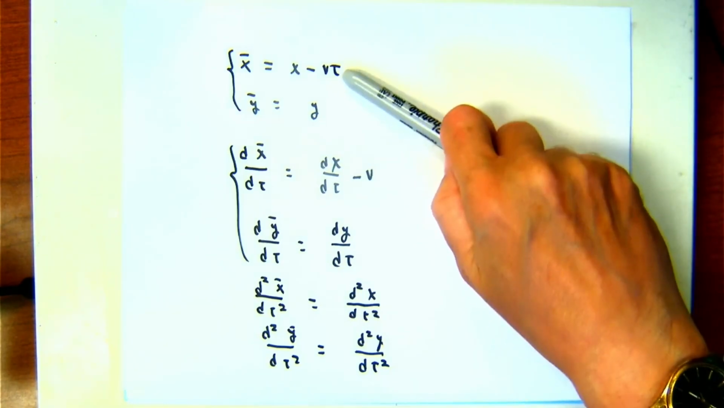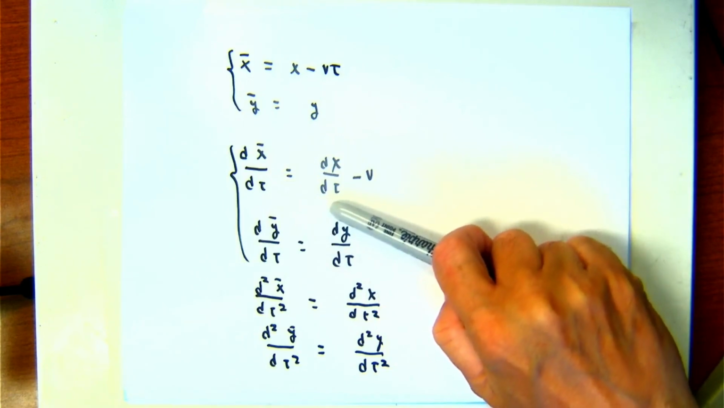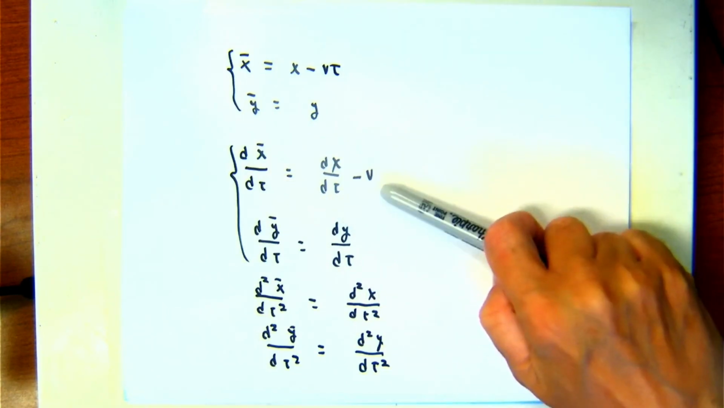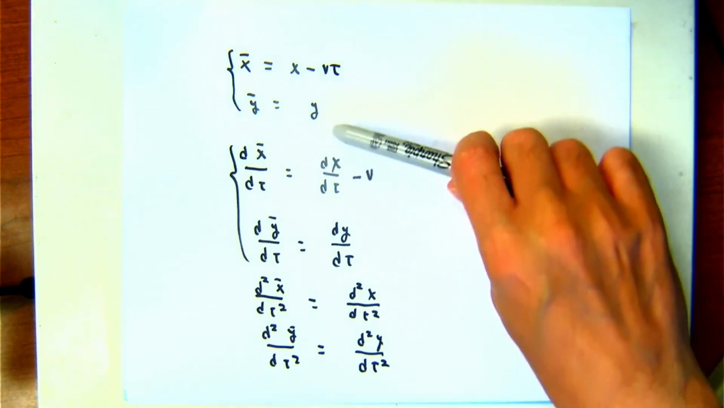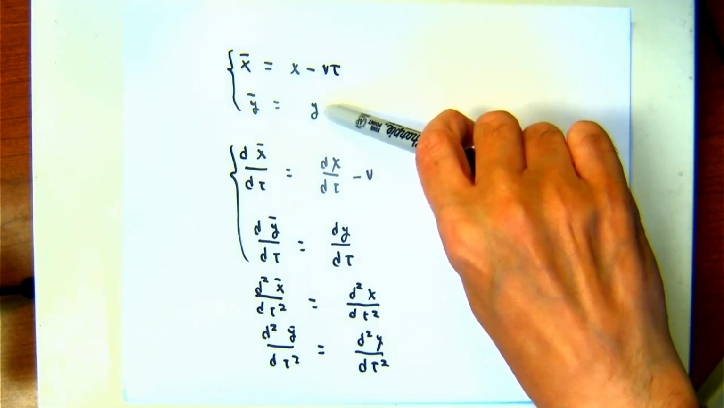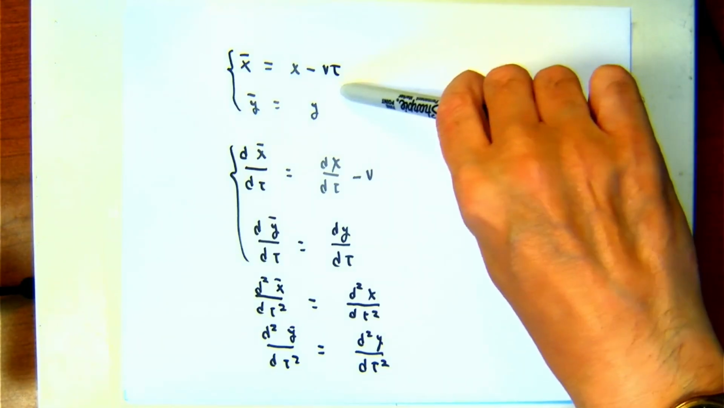Because of this fact, the derivative of x bar with respect to t is the derivative of x with respect to t minus the constant relative speed of the two reference frames. There's no vt term in this one, so the derivative of y bar with respect to t is the same as dy/dt. The components of velocity can vary from one frame to another when we do this kind of transformation.